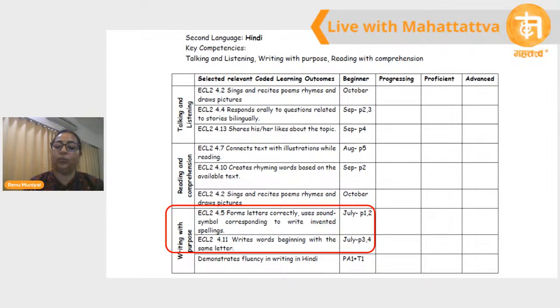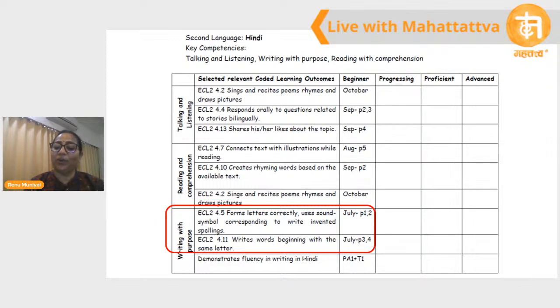Another one is writes words beginning with the same letter. Now, the teacher will reflect back to the July observation sheet. She will pick up parameter 1 and 2, check what was the grade point of the child there. Now, here in the report card of the child, the same grade point will not be reflected because the child has progressed through the months.